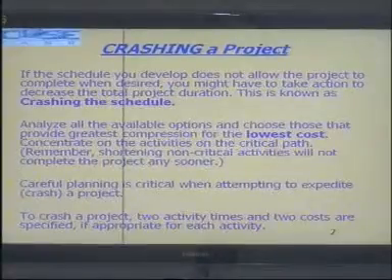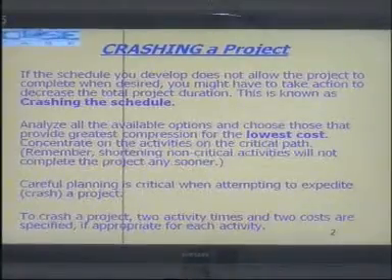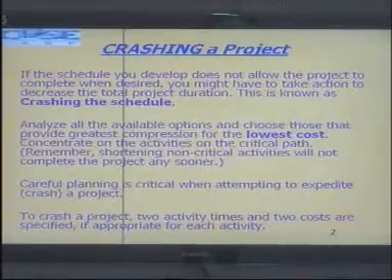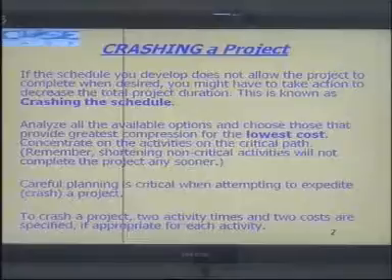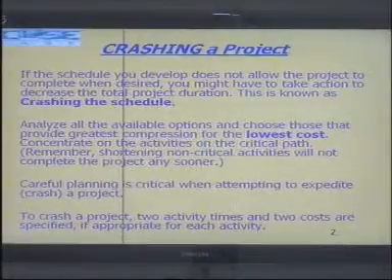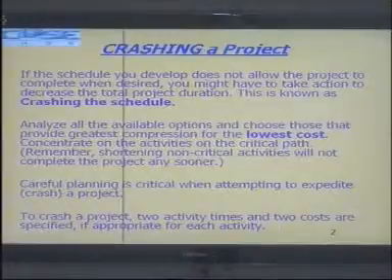Because whenever you decrease the duration, for example, an activity is supposed to be completed in 10 days. Now if you want to complete it in 5 days, that means you'll have to put in more resource, and more resource would mean costing more money.